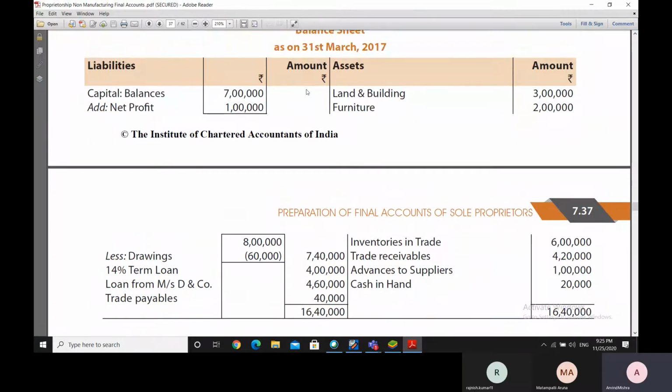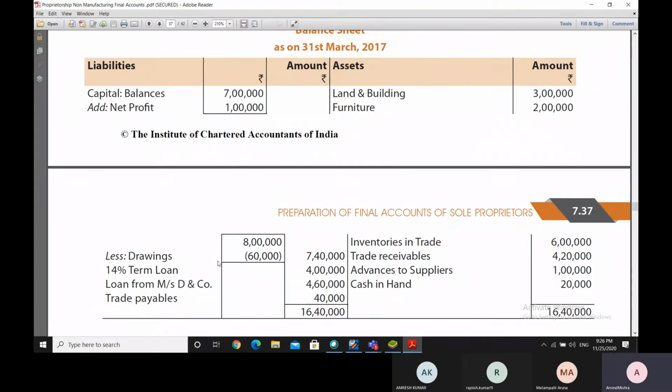which is occurring below the amount heading in the respective column. So the resultant amounts will come into this column representing amounts.